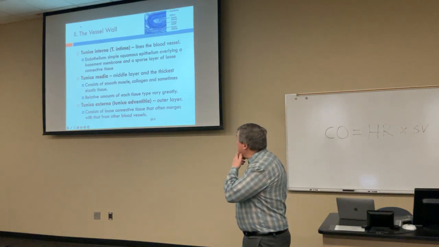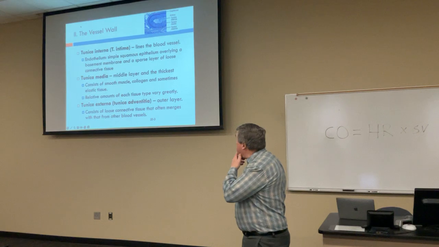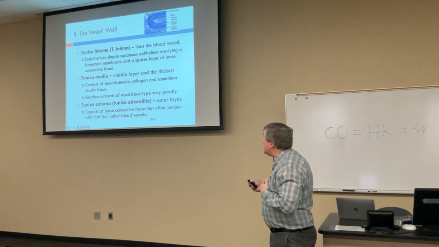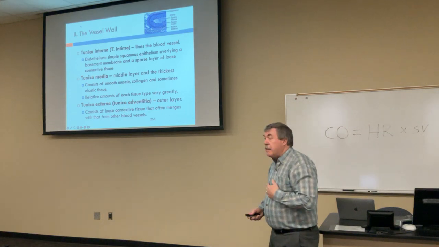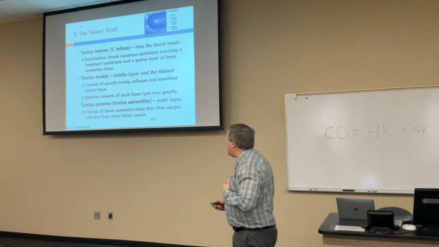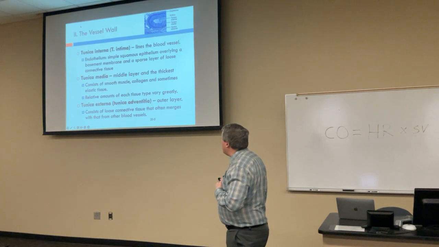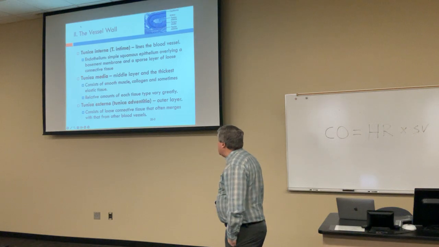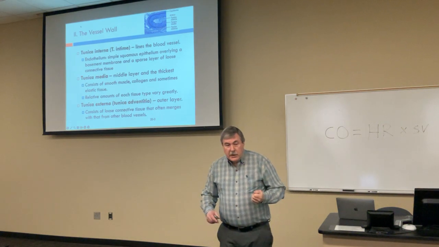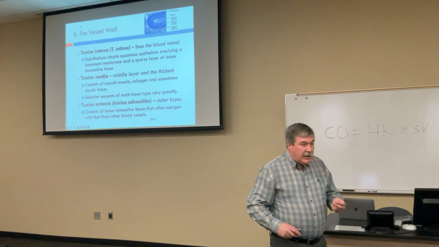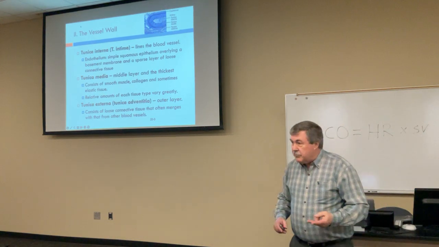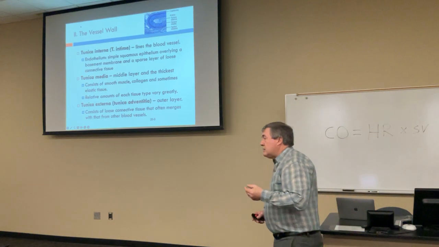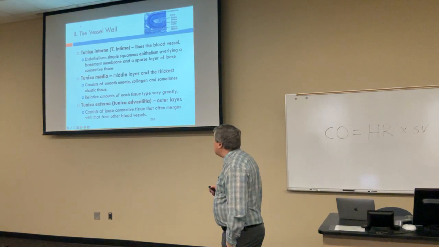The tunica interna is made up of an endothelium. Endothelium is a layer of simple squamous epithelium that overlies a basement membrane. And there's also a sparse layer of loose connective tissue that overlies the basement membrane. So the tunica interna is mainly just an endothelium, a single layer of squamous cells.